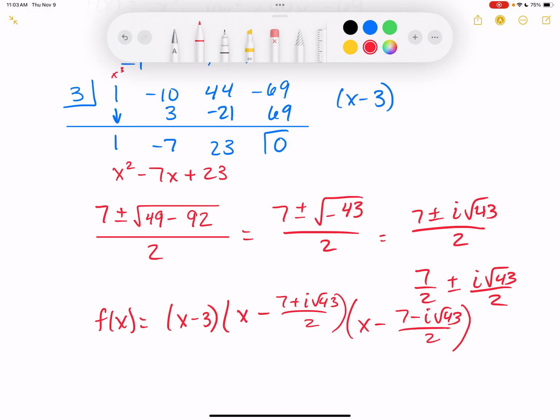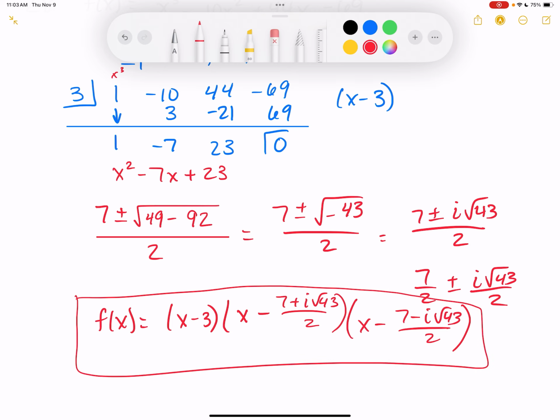Okay, and remember that's because when we have the i's, if we have one, we've got to have the other. And so by doing the quadratic formula, that takes care of both of them for us. We just have to make sure we write them both times. So this whole thing would be our linear factorization.